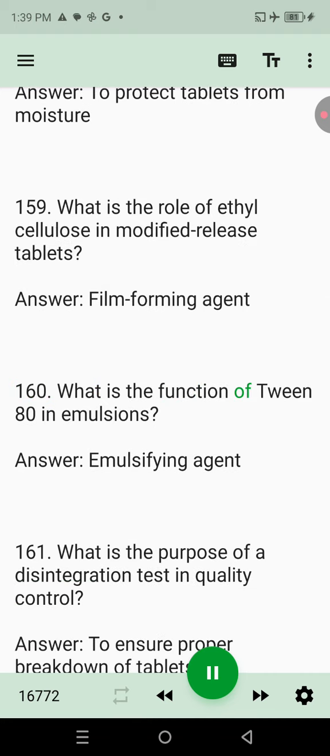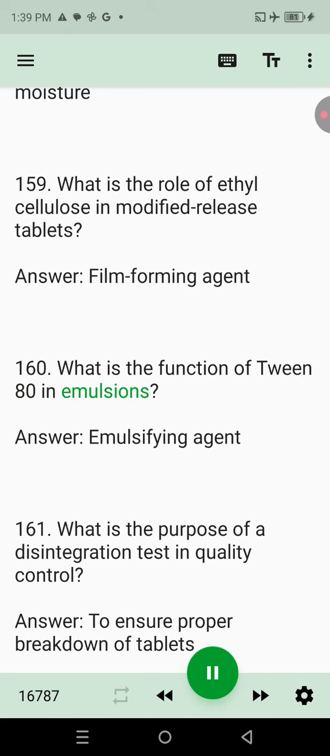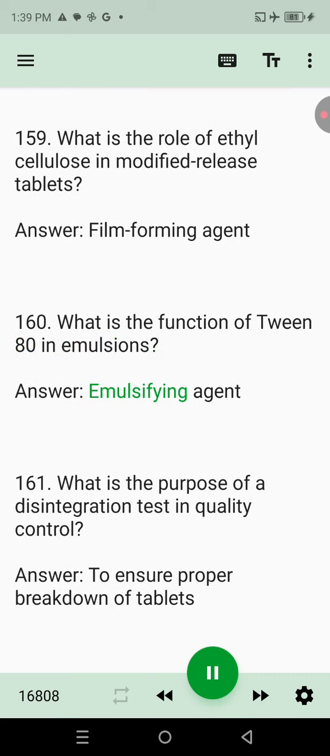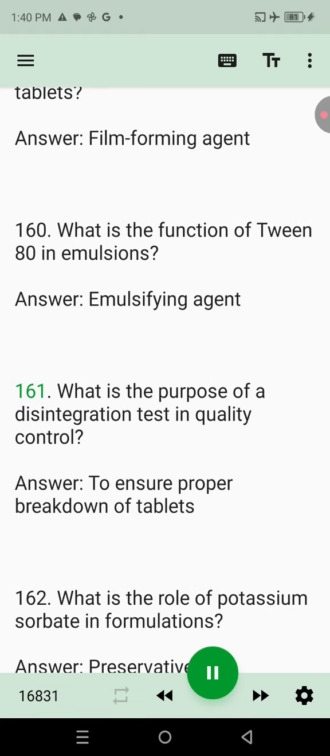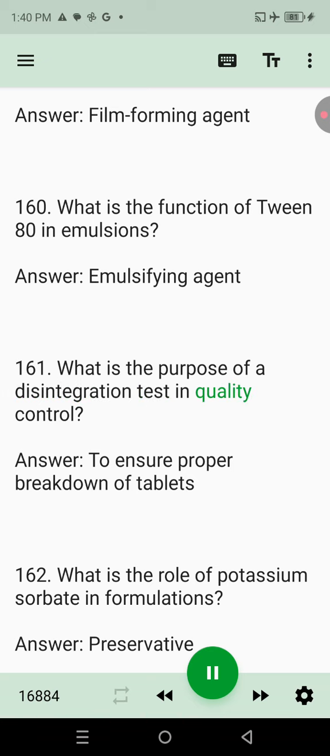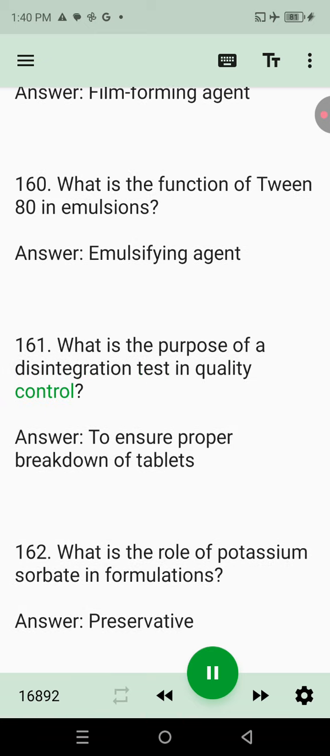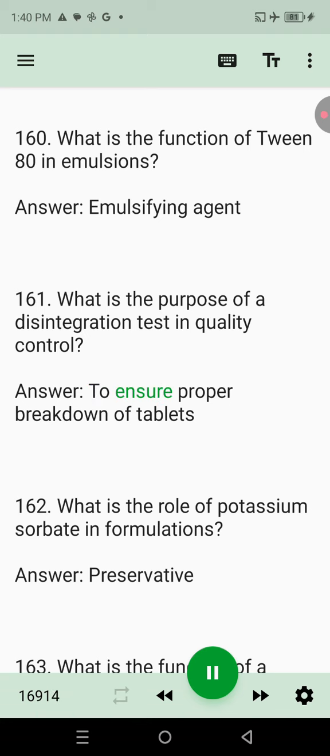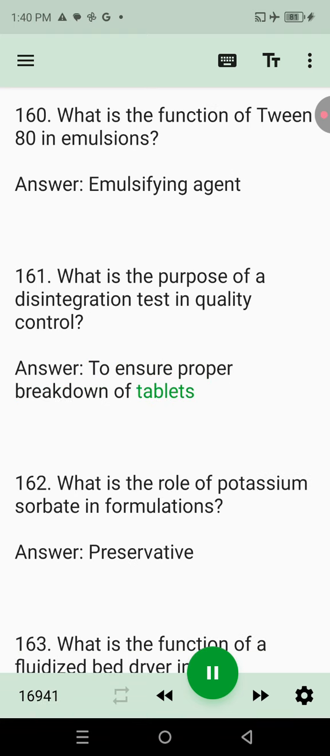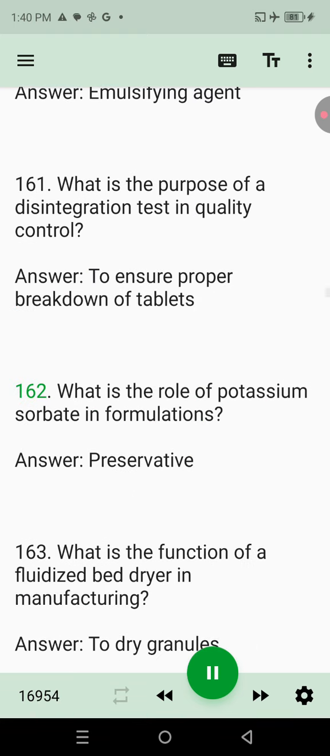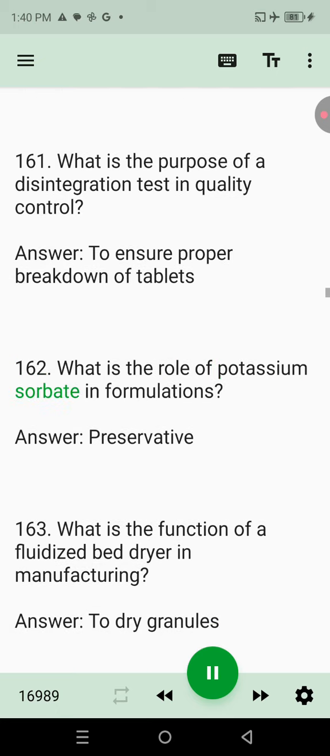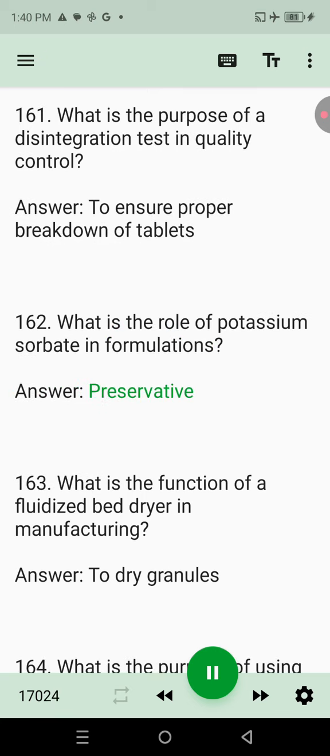160. What is the function of Tween-80 in emulsions? Answer: emulsifying agent. 161. What is the purpose of a disintegration test in quality control? Answer: to ensure proper breakdown of tablets. 162. What is the role of potassium sorbate in formulations? Answer: preservative.